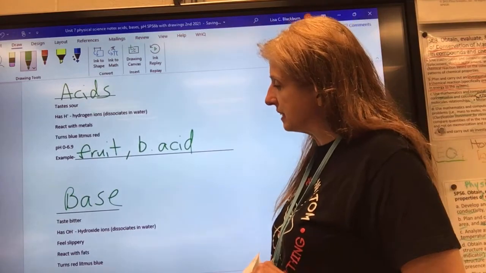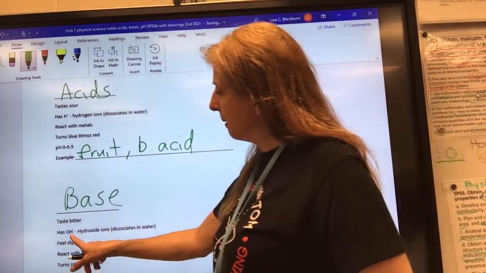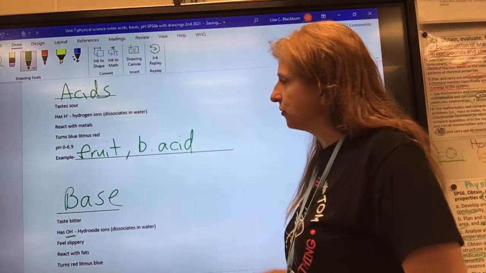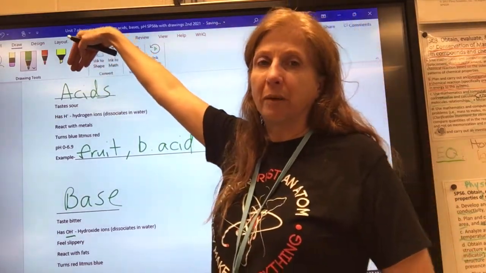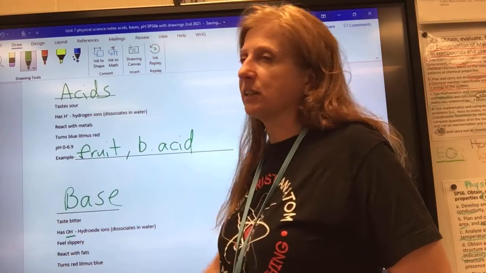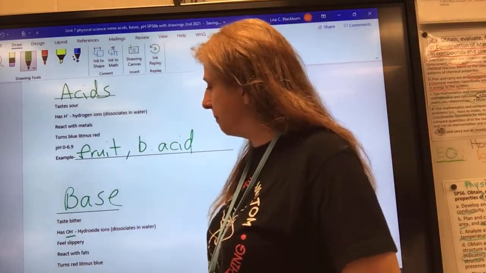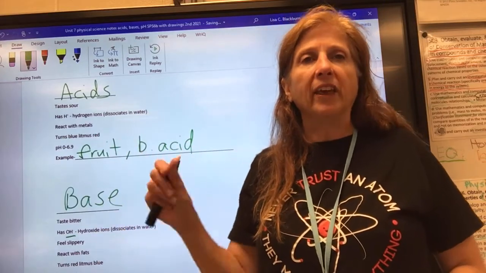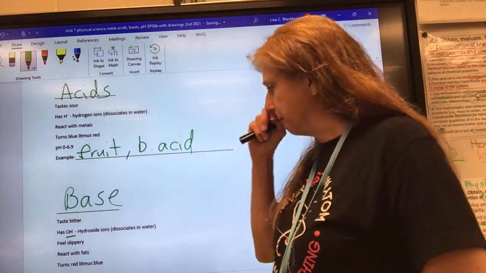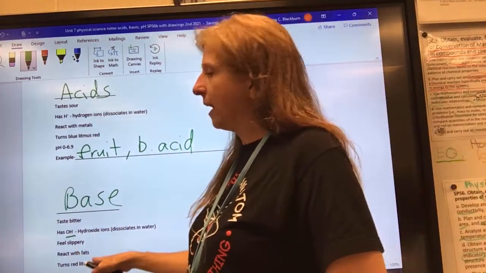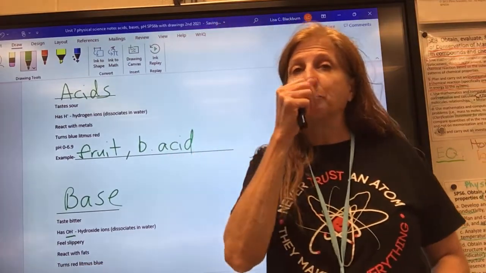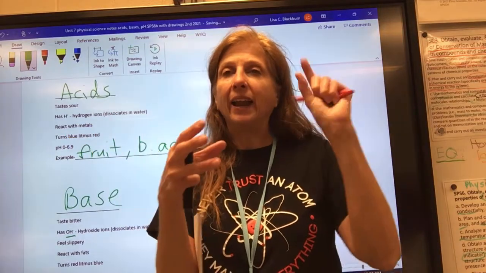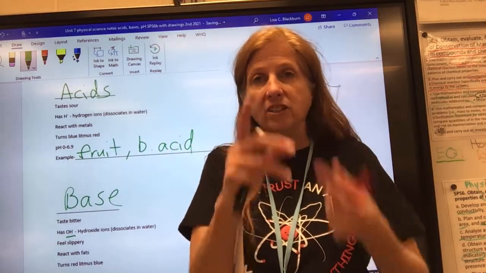So bases taste bitter. And what makes them a base is they have an OH on them, a hydroxide ion. So just like little H's floating around the water make it an acid, little OH's floating around the water make it a base. Bases feel slippery, just like soap. Think about soap with bases. They react with fats. So how you make soap actually is you take a base, you add it to a fat, and it makes soap.